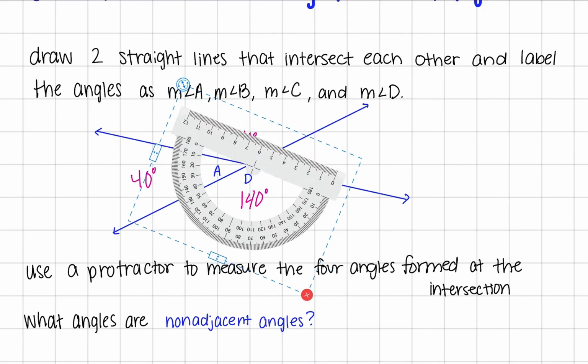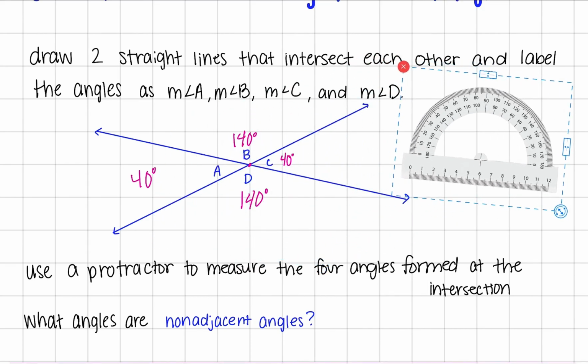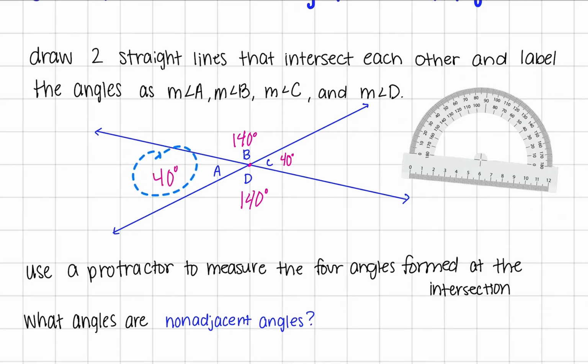Now, yours should be different. However, what do we know about angles on a straight line? They should add up to 180. And remember, those are adjacent angles. We talked about these being adjacent to each other. So this angle is adjacent to this angle, and this angle is adjacent to this angle.